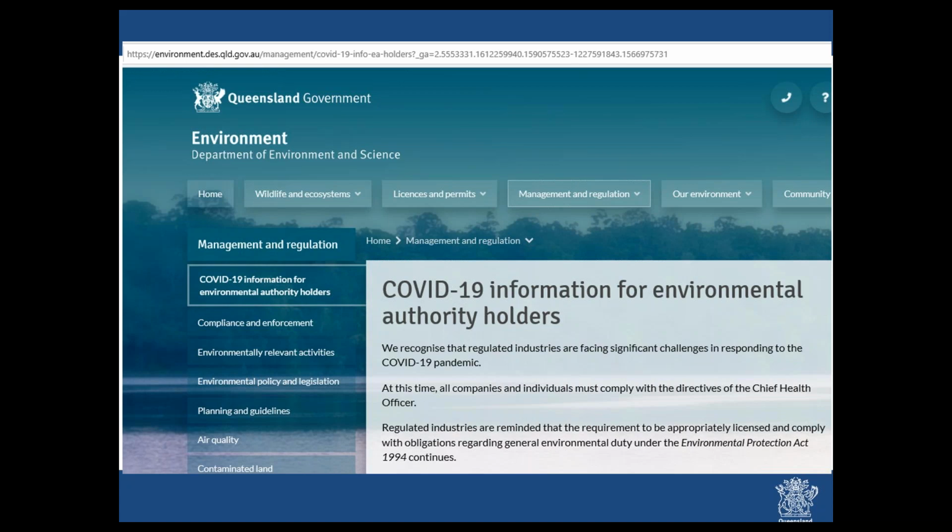So on the DES website, we do have a page that's devoted to information for environmental authority holders. On this page, we do have some information sheets, again, related to waste and resource recovery industry and including clinical waste. So some of you might also be involved in the waste service part of your council. They may be of use to you.